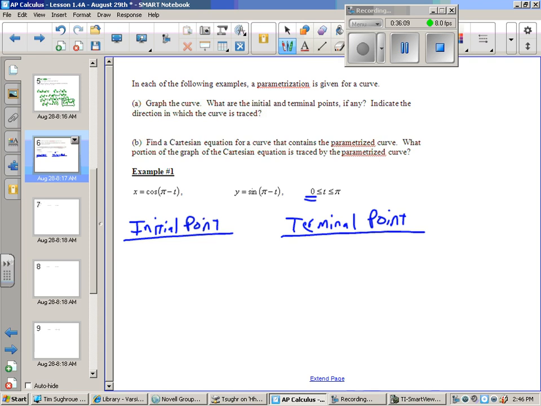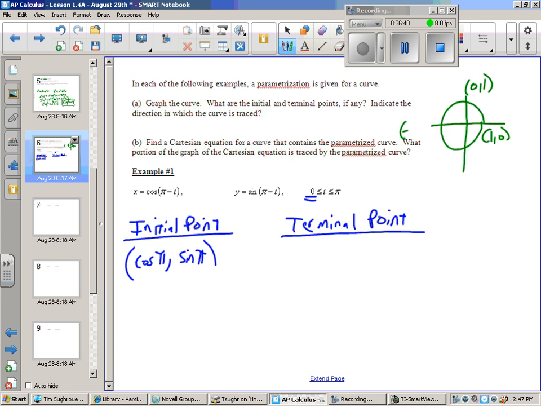If you plug 0 in, the initial point is going to be the cosine of pi. And if you plug 0 into the y-coordinate, you're going to get the sine of pi. Now, we don't want to leave it like this. We need to know what the values are. If you still do not know how to evaluate quadrantal angles, sine and cosine, of a unit circle, you need to get this unit circle memorized. For a quadrantal angle, sine is represented by the y-coordinate, cosine is represented by the x-coordinate.